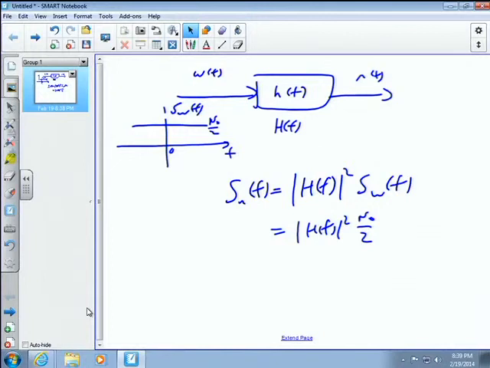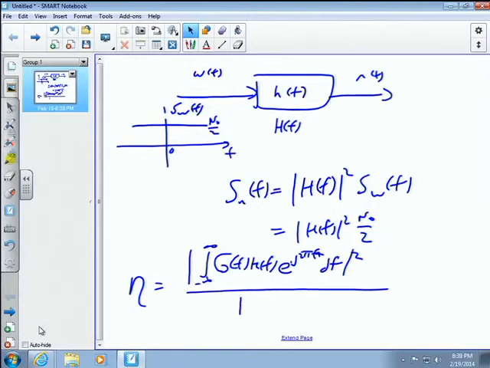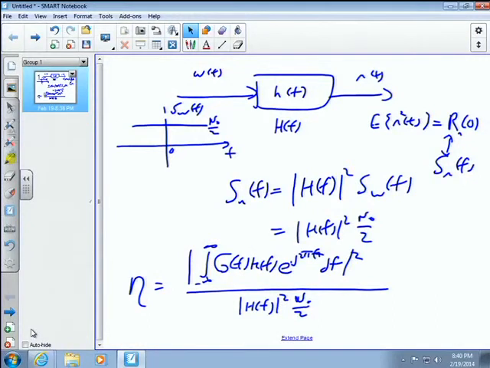Now this is actually kind of critical, because if we return to the definition for nu, we have the integral. You might say, where did I get that from? Well, remember, what is E[n^2]? This guy is equal to R_n(0), the autocorrelation function of the noise at time difference 0. How do we go from S_n(f) to him? Inverse Fourier transform, right?